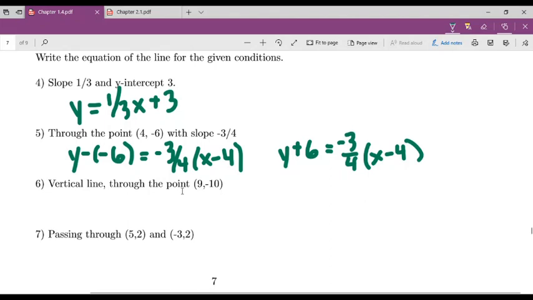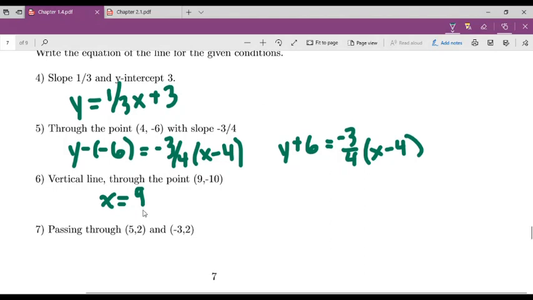Now you got a vertical line here passing through the point 9, -10. Now you got to think, if you have a vertical line, what stays constant? Your y's are constantly changing, so what stays constant is your x. So your x is what you write. So x equals 9. That's it.